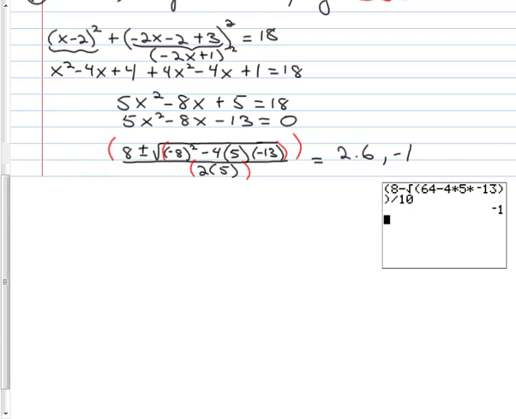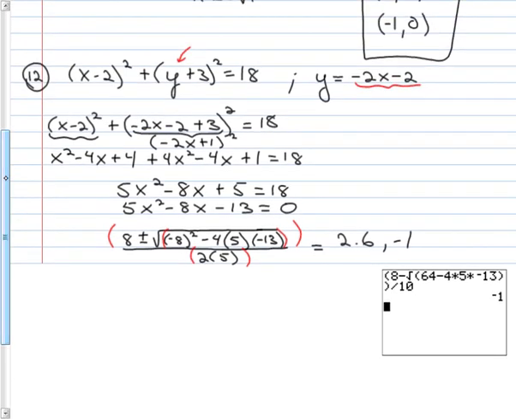Negative 1. There are 2 x's. Let's finish this one out. X can be 2.6, and x can be a negative 1. And I get what my y's are by negative 2 times 2.6 minus 2. What's the answer when you have a 2.6 for the x? Hopefully we agree on this one. How much? Negative 7.8?